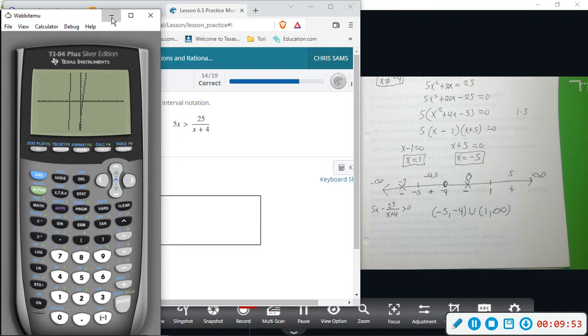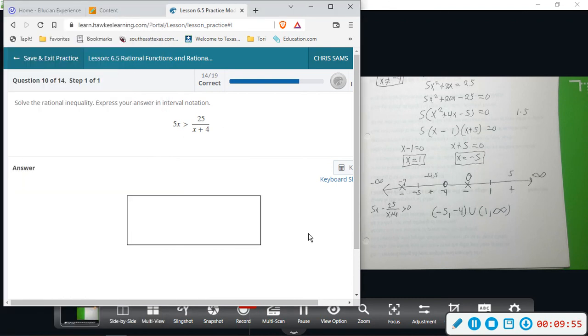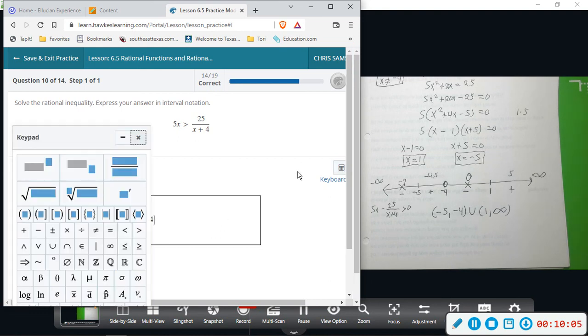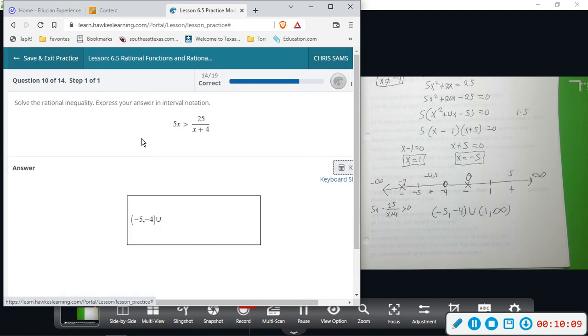So this is our solution to this inequality. So negative 5 to negative 4, and then we're going to pull up keypad and the union symbol, and then 1 to infinity.